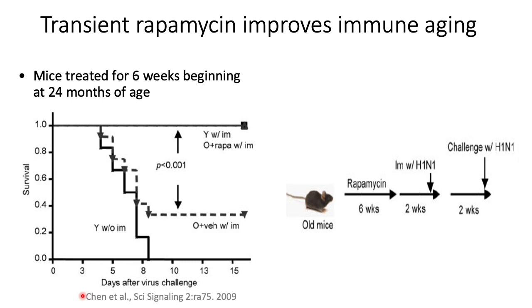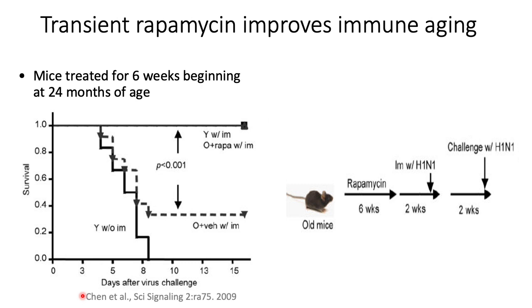What they were looking at was trying to understand the mechanisms for how the immune system ages in a mouse, and what role mTOR plays in that process. This data is specifically looking at influenza vaccination and the efficacy of an influenza vaccine in the context of aging. What's shown here is survival after what would be a lethal challenge with influenza in a non-immunized mouse. Okay, so that's this control right here.